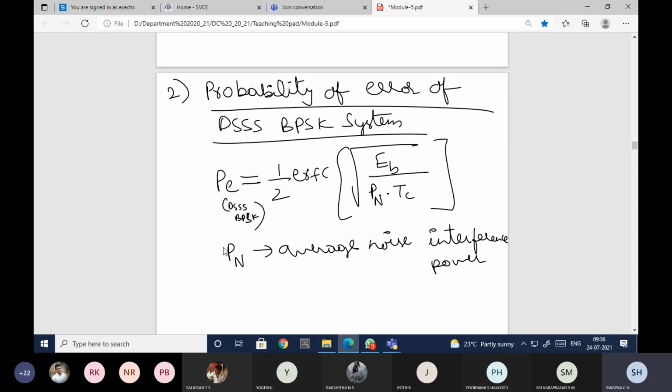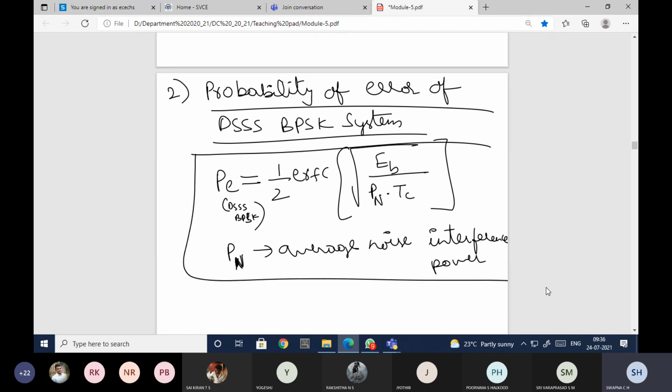Okay, so P is nothing but power, and it is given as N. Here, what is the noise I have introduced? Interference signal. So PN is nothing but the average noise interference power. Okay, so this is the equation of probability of error with respect to the DSSS BPSK system.